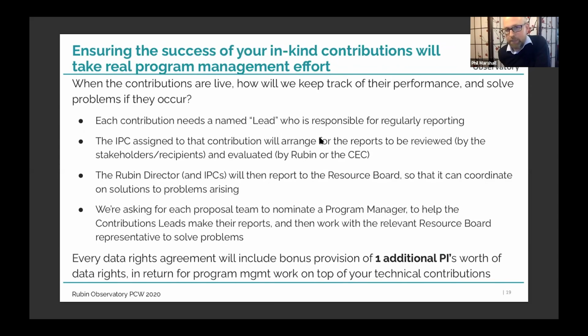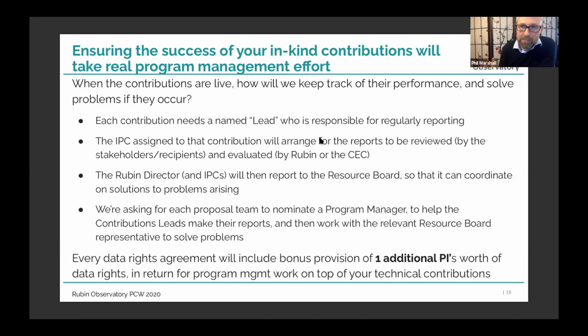Each contribution needs a named lead who is responsible for delivery of that contribution and also reporting on it. We're thinking roughly annually. As you saw, we have international program coordinators. What they will do is they'll collect the reports from all the different contribution leads and arrange for them to be evaluated by the recipient groups. How well is it going, recipients? And also the CEC, who may have recommendations on scientific value and so on. The Rubin director and the IPCs will then take all of those reports and reviews, summarize them to the resource board so that it can coordinate on solutions to problems that come up.